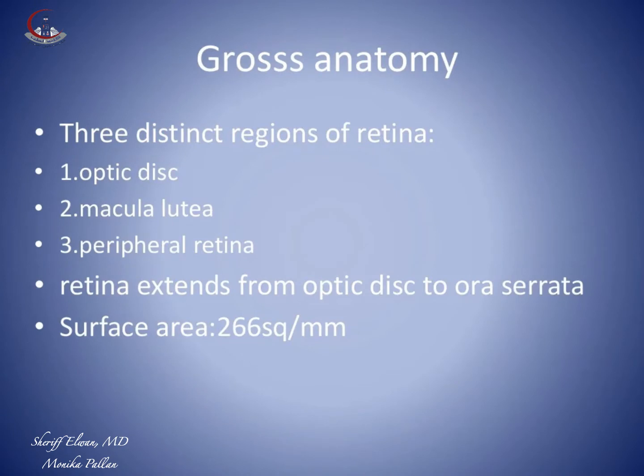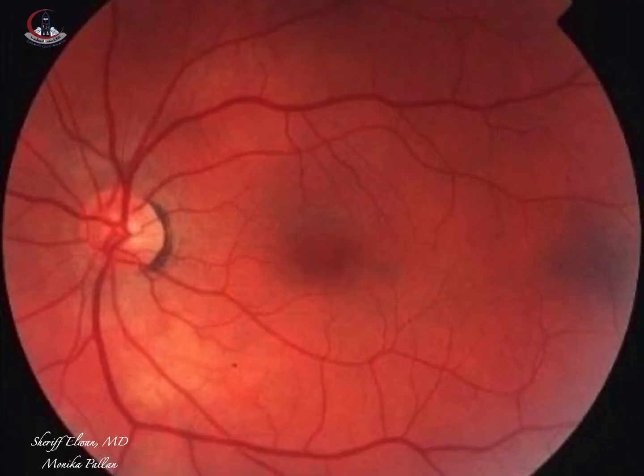On gross anatomy, there are three distinct regions in the retina. The first is the area of the optic disc, the second is the macular area, and the third is the peripheral retina. The retina extends from the optic disc to the end of it, which is the ora serrata. Its surface area is almost 270 square millimeters.